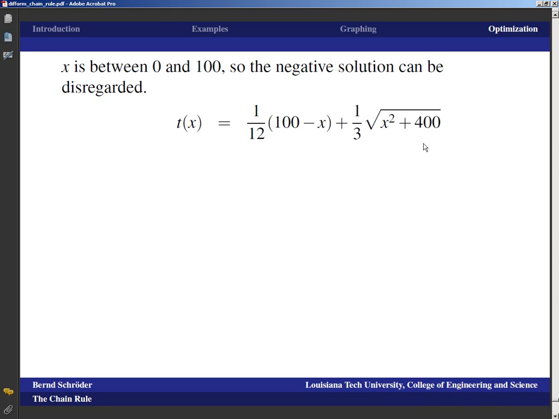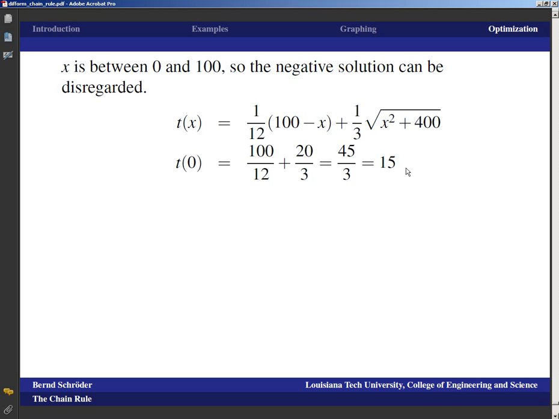So as a reminder, here's our function. T of 0 is easy to compute. That's just 1/12 times 100 plus 1/3 times square root 400. So it's 100 over 12 plus 20 over 3. Let's see, that would be 25 over 3 plus 20 over 3. So that's 45 over 3. Ha! I can still do some stuff, and I swear I didn't peek during the pause as to what that would be. Well, 45 over 3, that's 15. That was a little bit easier.